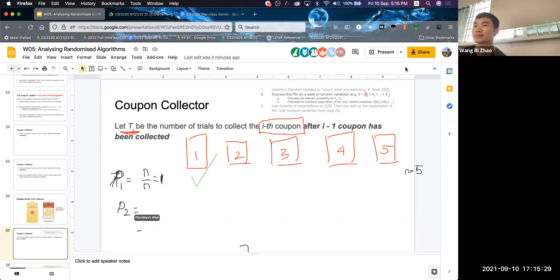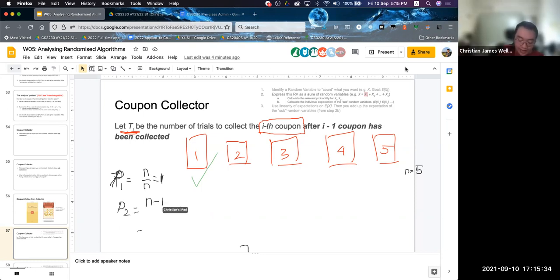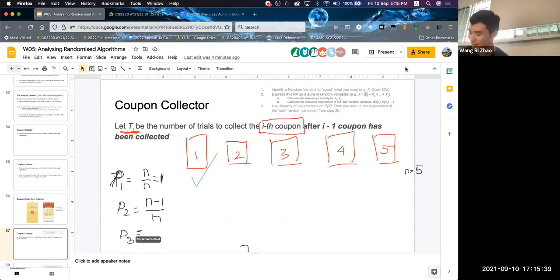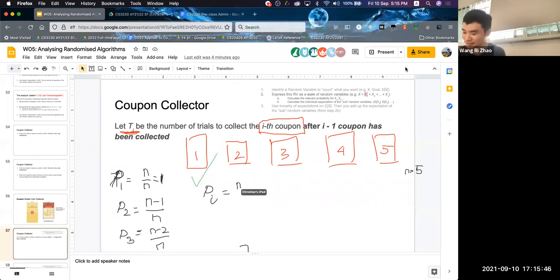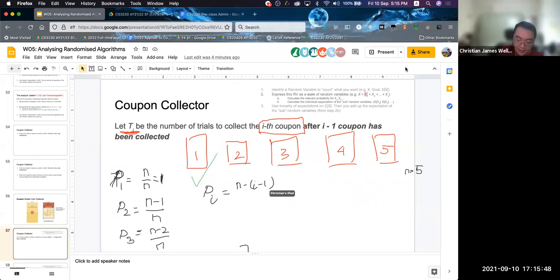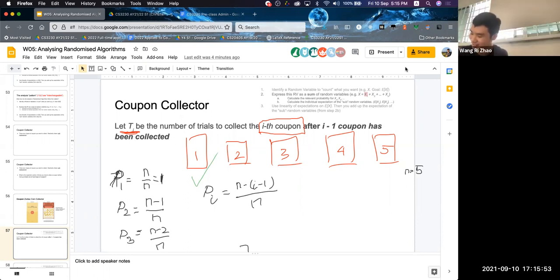N minus 1 over n, correct. P3 will be? N minus 2 over n. Correct. Pi will be? N minus i minus 1 over n. Okay, so does this clarify things? I think Heinrich put the number in the chat there. The number not collected equals the total minus the number collected already.